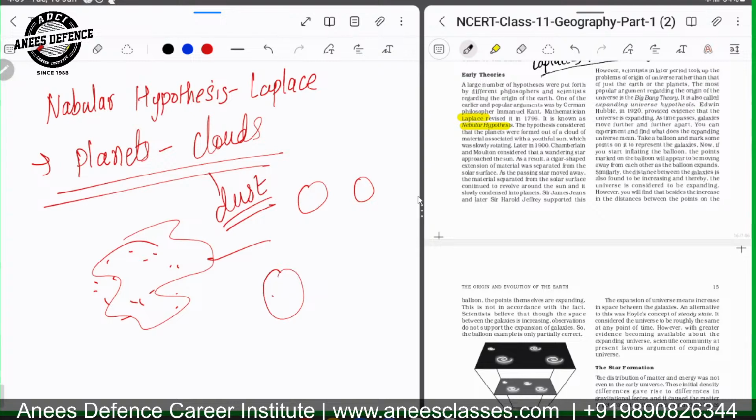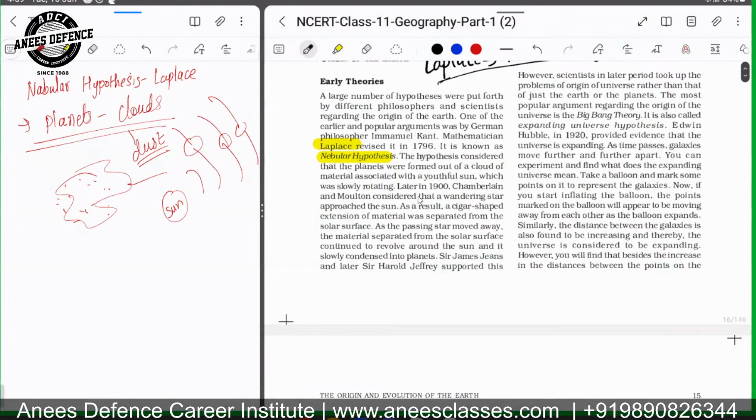Let us say this is the sun. Around the sun you got different types of planets. This is what the nebular hypothesis suggests, that the planets were formed out of the clouds. That was given by Laplace. So if the question is like Laplace and nebular hypothesis, that is what you need to understand.